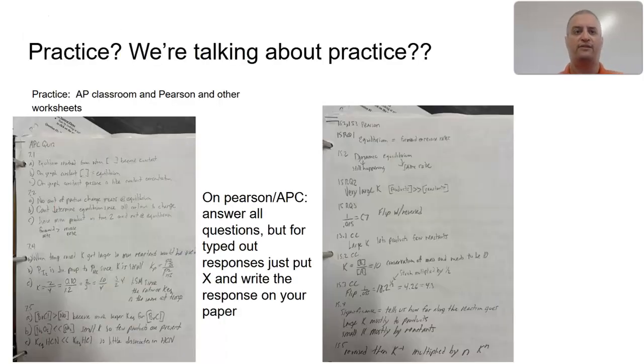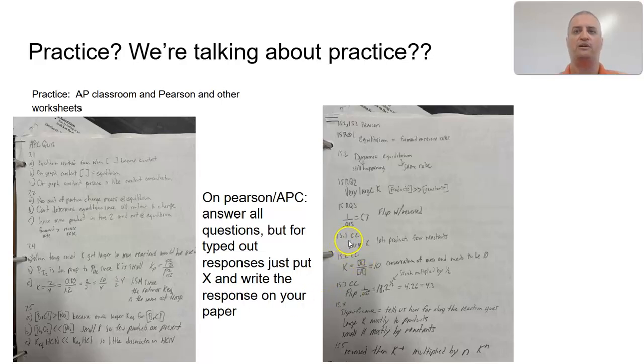Next, practice. So again, whether you're working from AP Classroom or Pearson, you answer all the questions. For Pearson, if there's a typed out response, just put an X and write the response on your paper. I'm not going to read or grade these. I'm just trying to see that you answered it, and of course you have the answer key there. Problems are assigned to be completed, showing all work for calculations, written out explanations and diagrams if needed. Label the practice the way the problem says itself, like Self-Assessment 12 or Exercise 10.25.